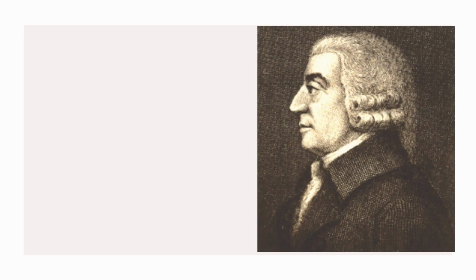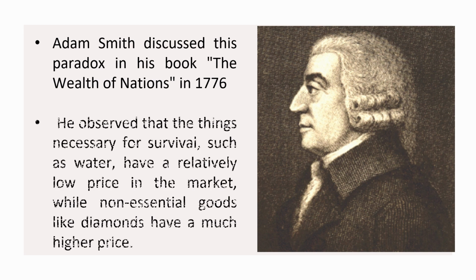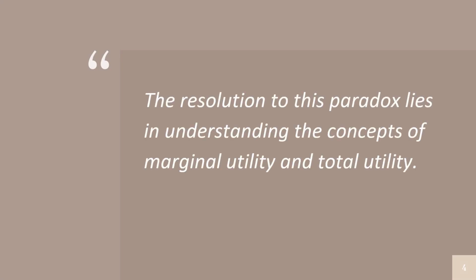Adam Smith, who was a classical economist, discussed this paradox in his book The Wealth of Nations in 1776, where he observed that things necessary for survival, such as water, have a relatively low price in the market, while non-essential goods like diamonds have a much higher price. He wondered why something as abundant and vital as water could be of lesser value compared to something as rare and non-essential as diamonds. The resolution to this paradox lies in understanding the concepts of marginal utility and total utility.